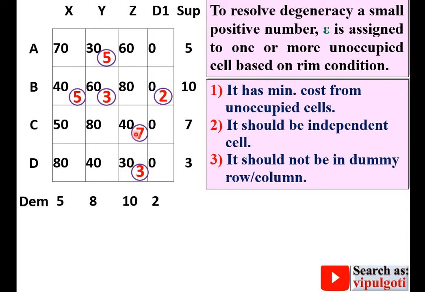So here I can see the loop is not possible from this cell in any direction. So this is an independent cell. I can assign epsilon to this cell. So now degeneracy is solved, because now there are 7 occupied cells, that is greater than or equal to m plus n minus 1.